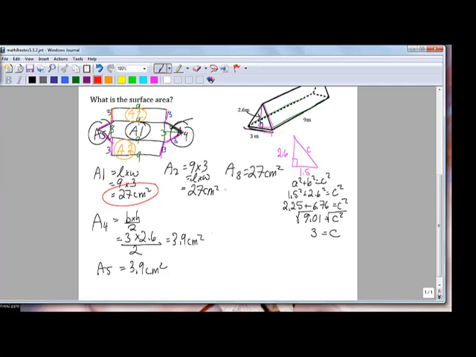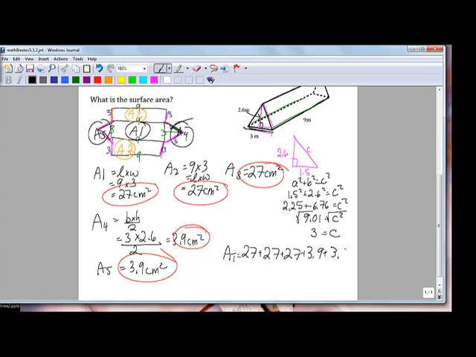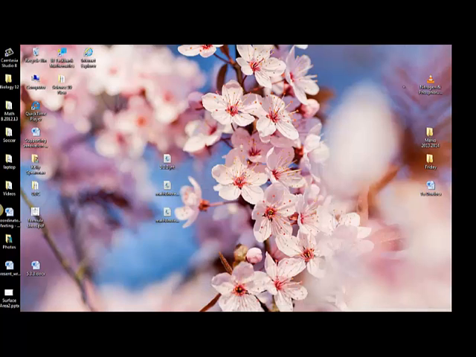All right, a lot of calculations here. 1, 2, 3, 4, 5 sides this time to the total surface area. 27 plus 27 plus 27 plus the 3.9 plus the 3.9. Let's see what we get. Total surface area, 88.8 centimeters squared. Okay, that's how you do a triangular prism.